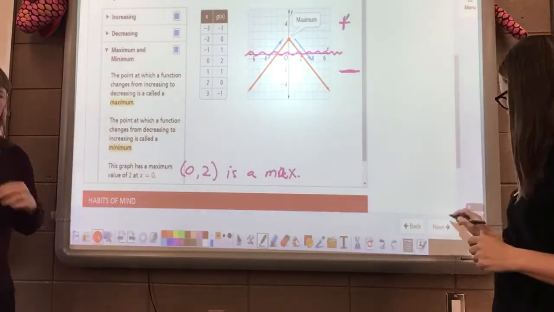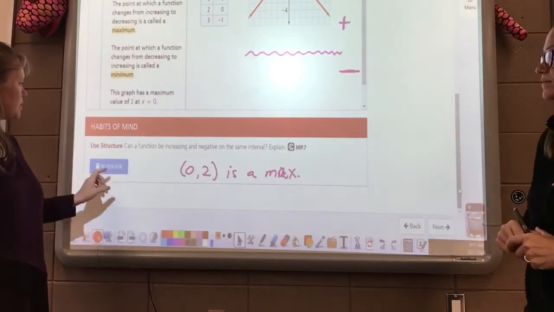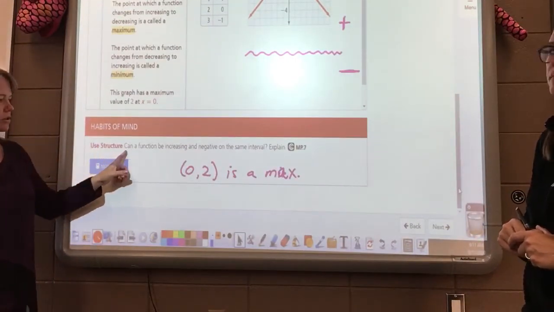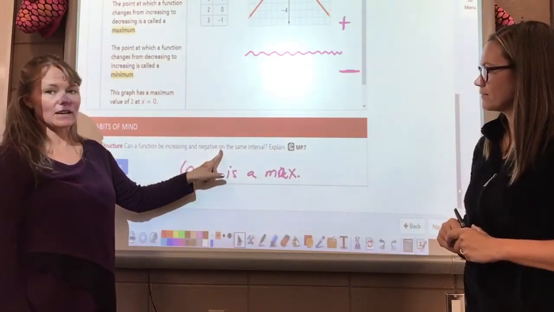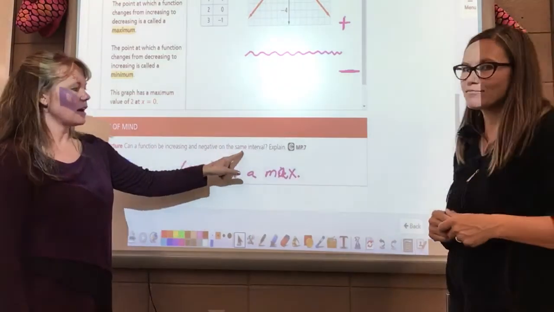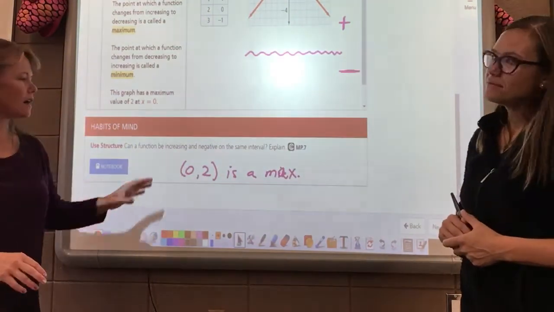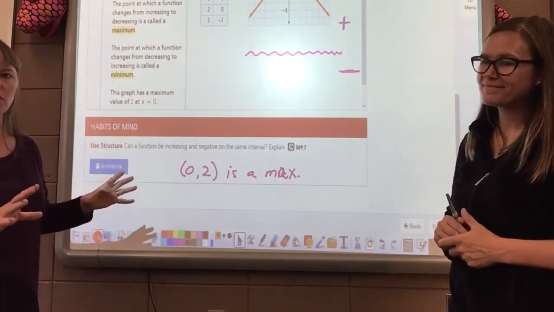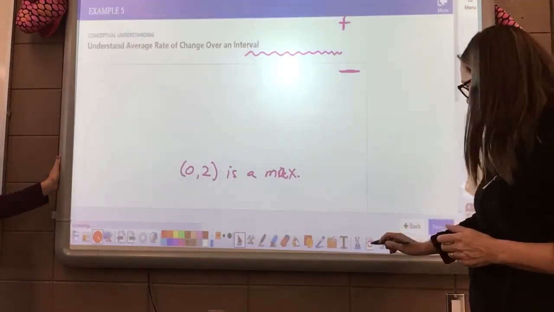And then always fill in those habits of mind, and those will be in the workbook as well. The companion workbook has the habits of mind. And we actually want you to, can a function be increasing and negative? And that's what she was just talking about, on the same interval, and explain. So some explanation in your own words on that habits of mind. We want you to always actually fill those in. Onward. I'll clear this board.